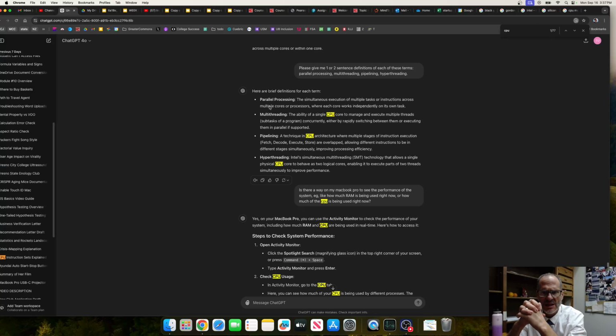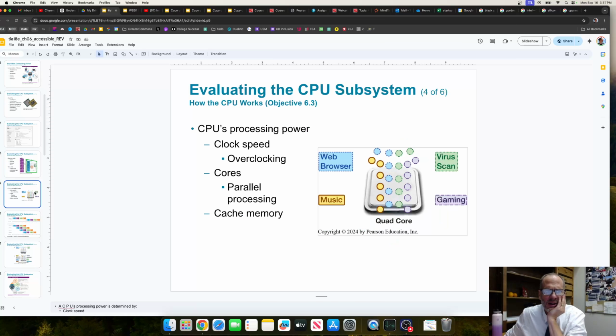And then multi-threading is the ability of a single CPU to manage and execute multiple threads of instructions concurrently. Pipelining is a technique in CPU architecture where multiple stages of instruction execution are overlapped. And hyperthreading is like multi-threading and pipelining combined, so it allows simultaneous multi-threading on a single CPU. That stuff is a bit more detailed than we really need to get into in this class, though in the next couple of slides you'll see it.